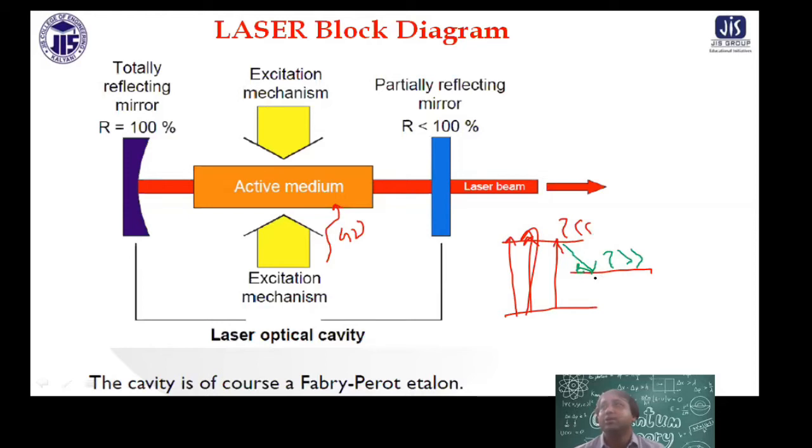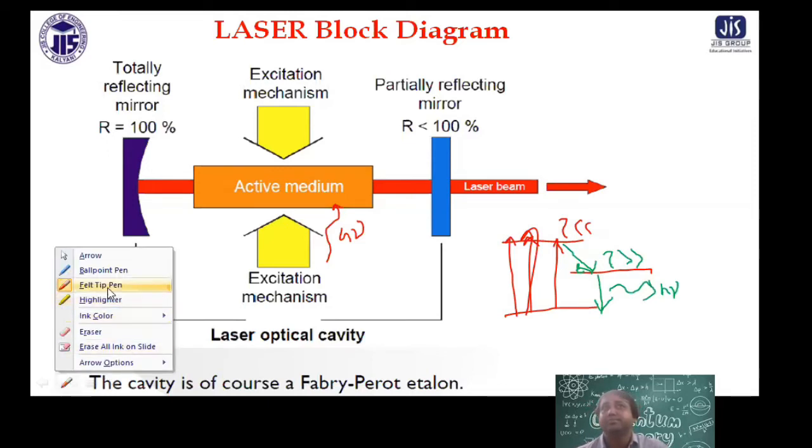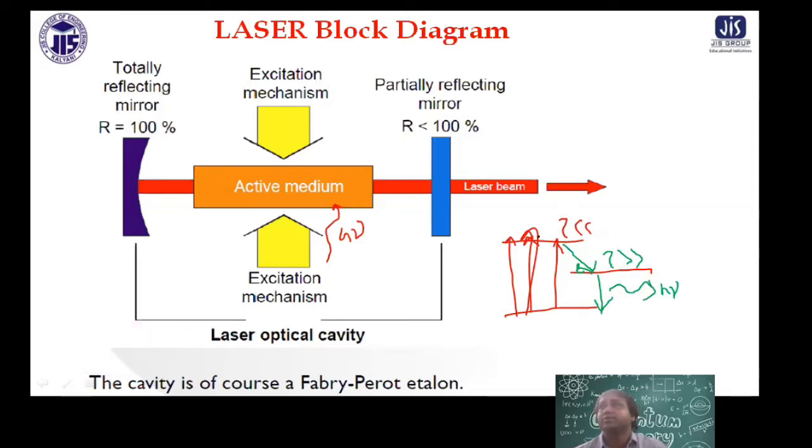So what would happen? The electron will come down because of spontaneous emission, after 10 to the power minus 5 seconds, suppose. The moment it is coming down, what is happening? One photon is coming out. Now this photon is coming because of spontaneous emission. This will actually further activate the emission of more photons.